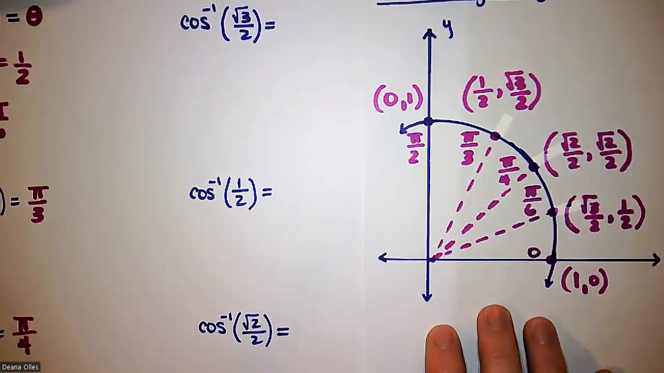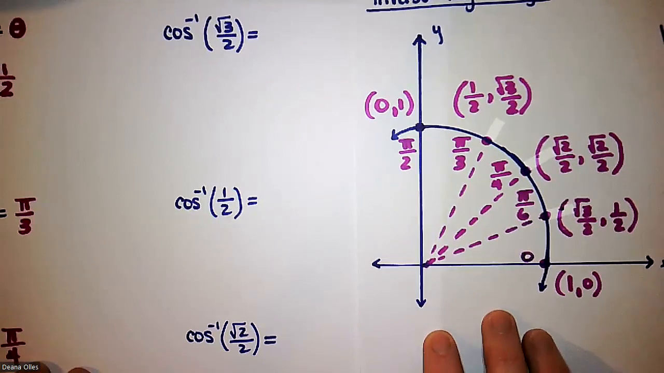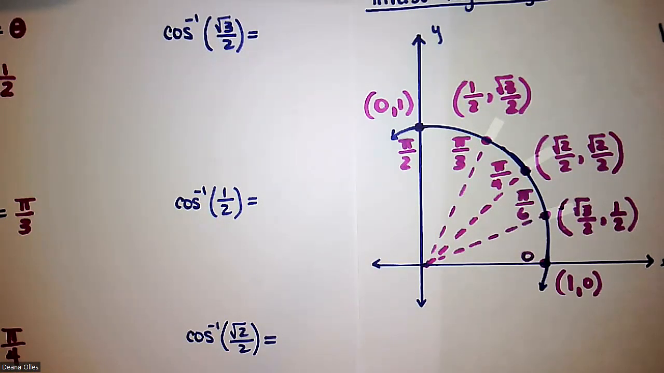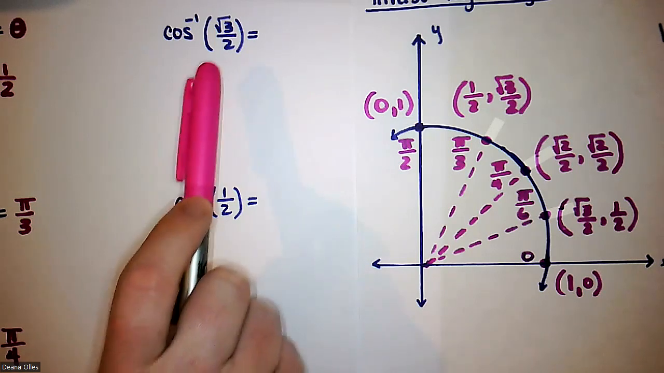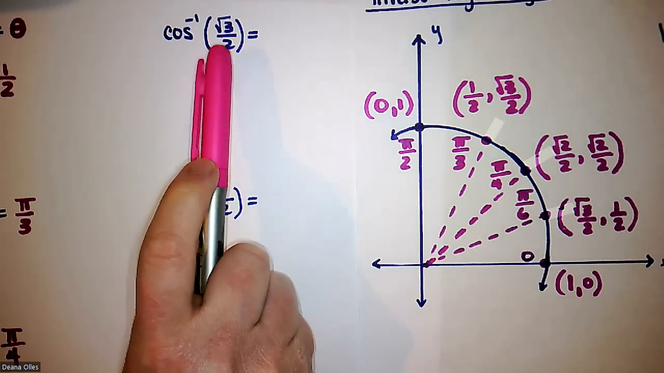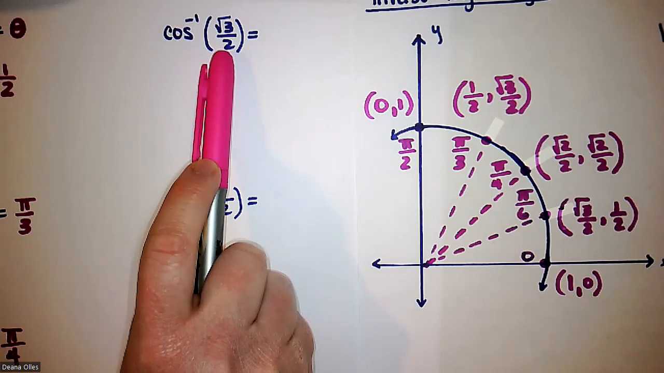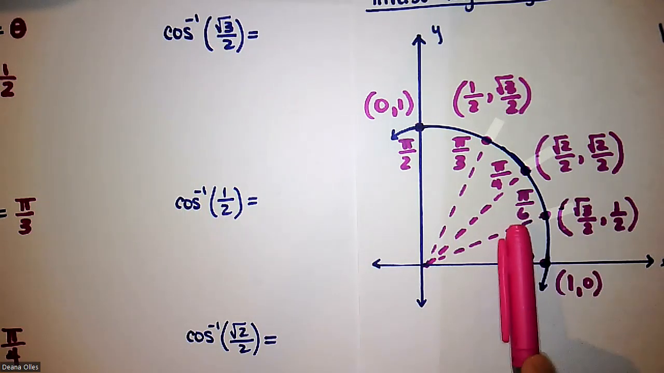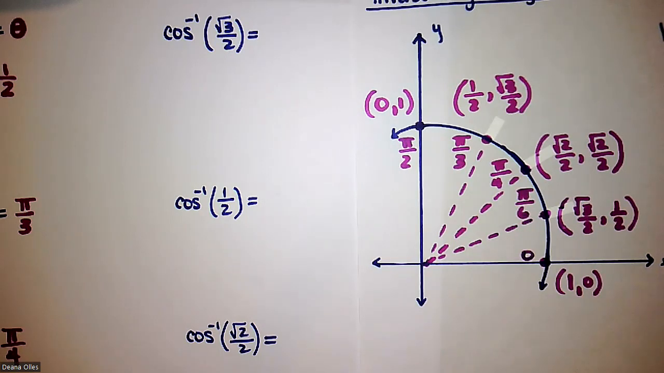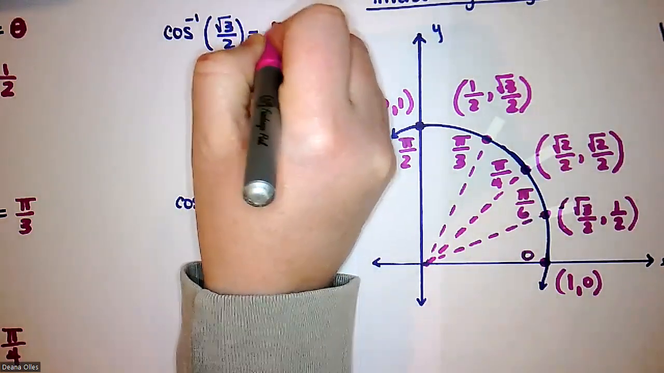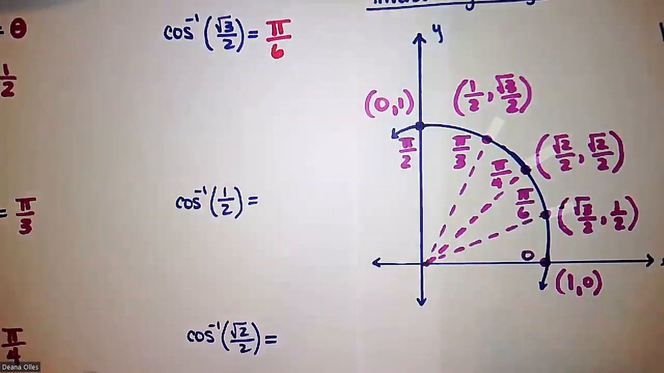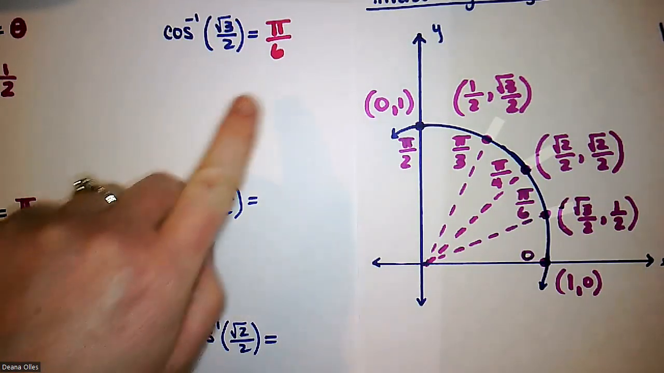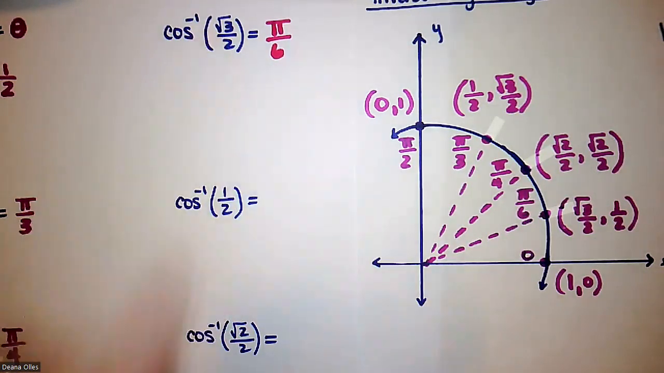So now we are looking for the x values, right? Because cosine is x. All right, so at what angle is the cosine equal to radical 3 over 2? So I look for my x value of radical 3 over 2. Here it is, at pi over 6. So the inverse cosine of radical 3 over 2 is pi over 6, because the cosine of pi over 6 is radical 3 over 2.